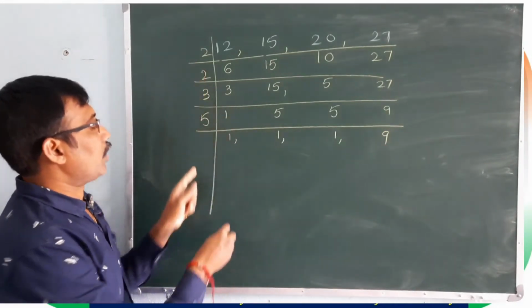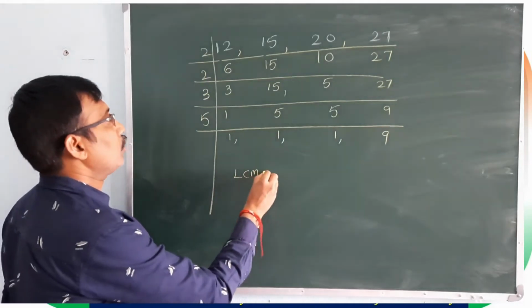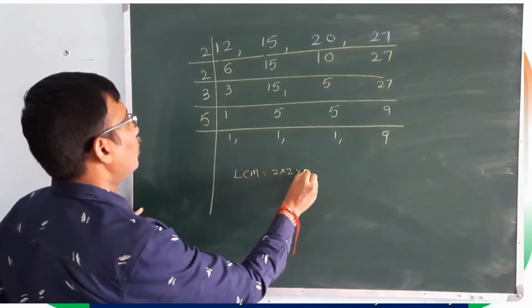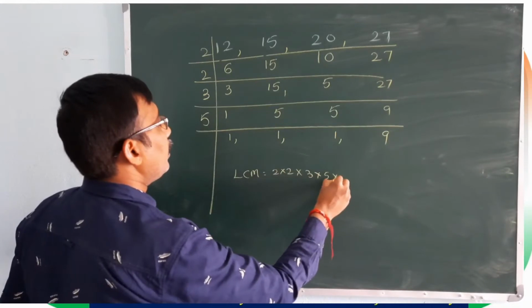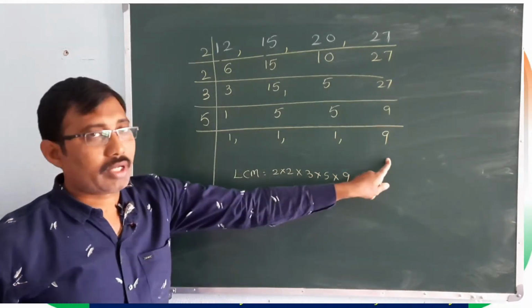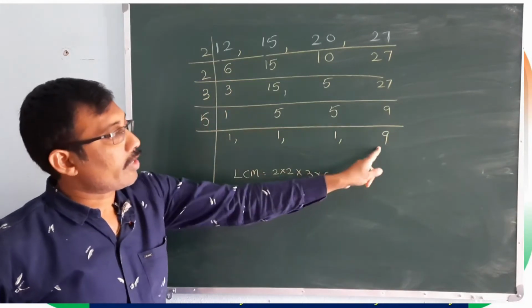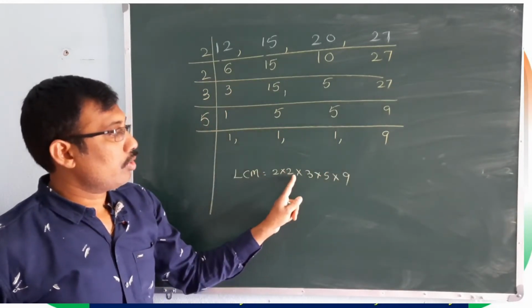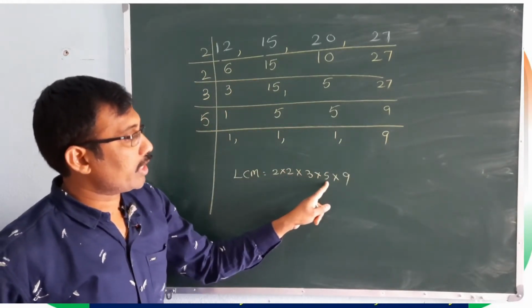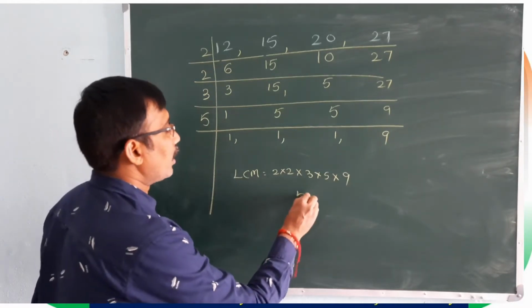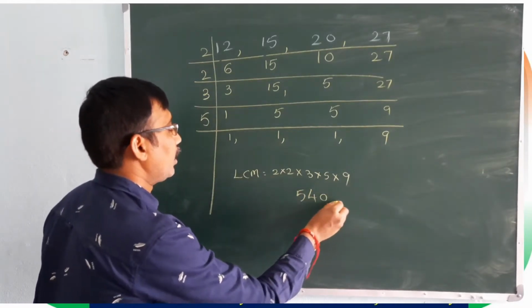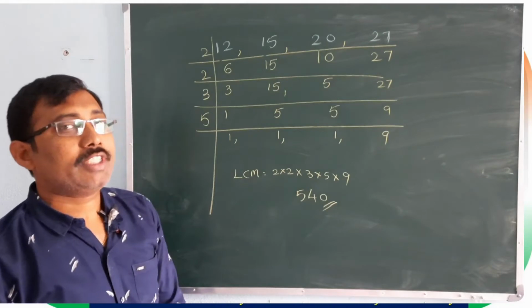So next one, LCM is equal to 2 into 2 into 3 into 5 and the not divided number. Okay. So divisors and not divided numbers: 2 2 is 4, 4 3 is 12, 12 5 is 60, 60 9 is 540. 540. This is the division method.